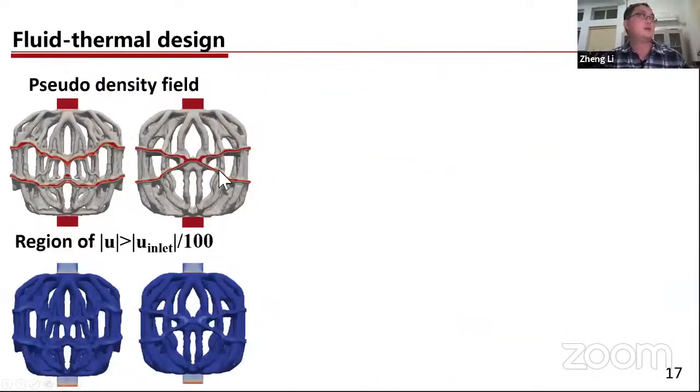So now we see the heat convection still has a non-negligible effect. Therefore, we thought maybe the velocity has not been well punished. Then we plotted the regions where the velocity is higher than 1% of the inlet velocity, and we got these two pictures. This is the fluid region, and we can see it actually matches the density field. Therefore, we can say the velocity has been well punished.